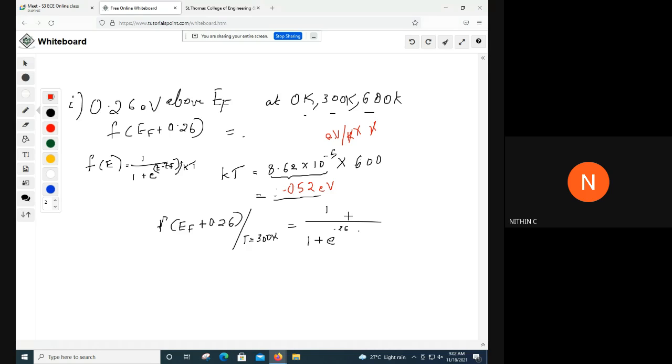So you can substitute that over here. In the numerator, there won't be any difference. 0.26 electron volt above EF is what we need to find. We have just changed the temperature value. Only the temperature changes. So it will be 1 plus e raised to 0.26 divided by 0.052. Just check what is the answer.